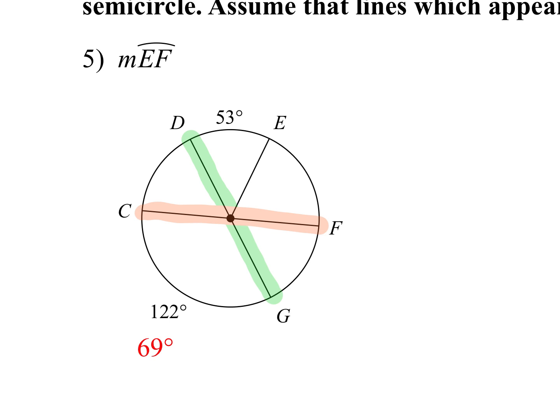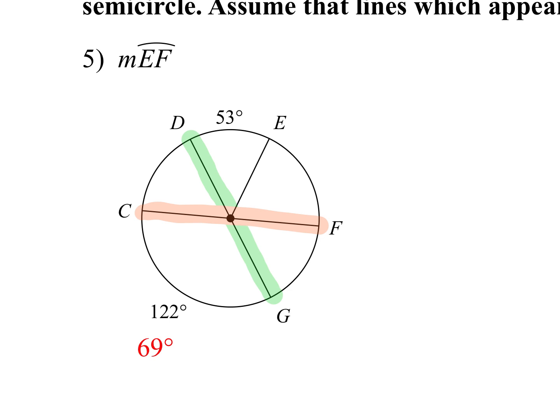And a diameter literally cuts the circle in half, right? So if it cuts the circle in half, how much is each side? How many degrees? 180, because a total circle is 360. So for example, this half on the orange would be 180, and this half would be 180, right? Keep that in mind.